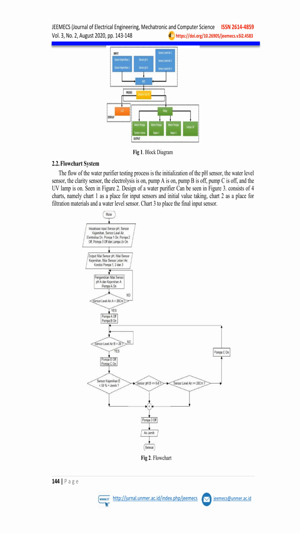2.2 Flowchart System. The flow of the water purifier testing process is the initialization of the pH sensor, the water level sensor, the clarity sensor, the electrolysis is on, pump A is on, pump B is off, pump C is off, and the UV lamp is on. Seen in Figure 2. Design of a water purifier can be seen in Figure 3. Consists of 4 chambers, namely Chamber 1 as a place for input sensors and initial value taking, Chamber 2 as a place for filtration materials and a water level sensor, Chamber 3 to place the final input sensor.